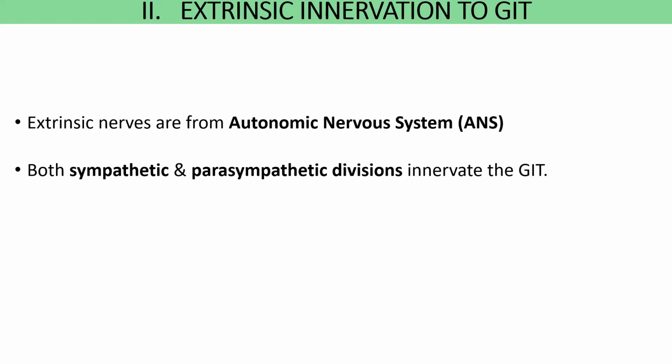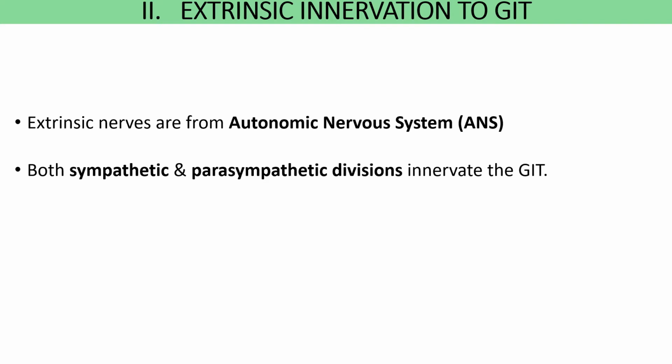Now, the second type of innervation to the gut is extrinsic innervation. The extrinsic innervation is mainly by the autonomic nervous system. So, the extrinsic nerves are coming from the autonomic nervous system, and it has both components, that is the sympathetic as well as the parasympathetic divisions of the autonomic system. So, the extrinsic innervation to the gut is via the sympathetic as well as the parasympathetic component of the autonomic nervous system.